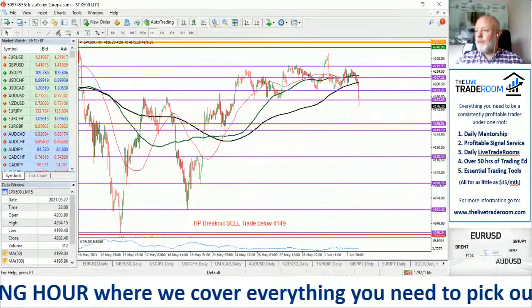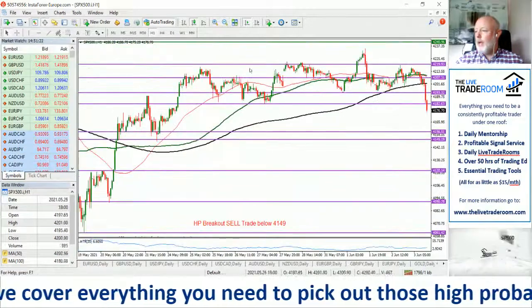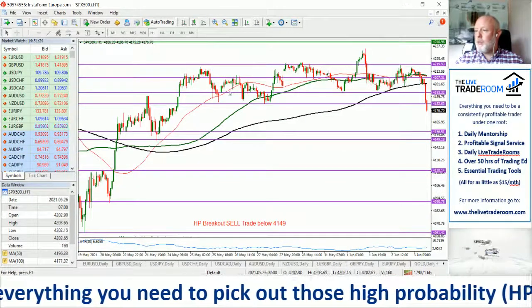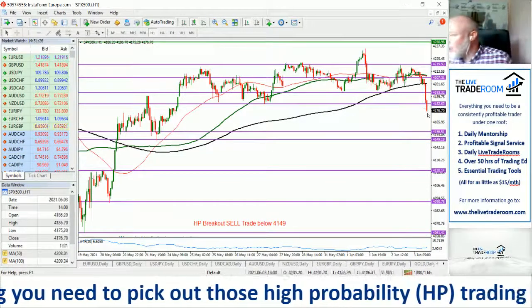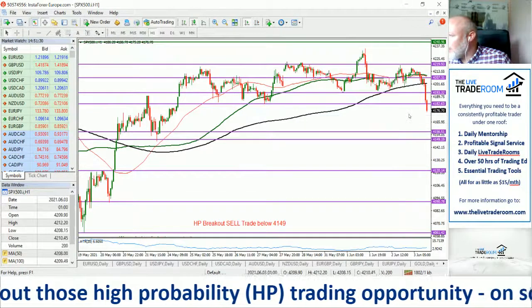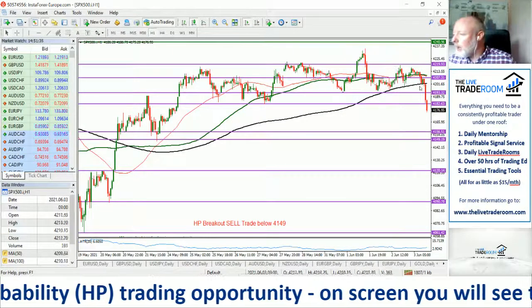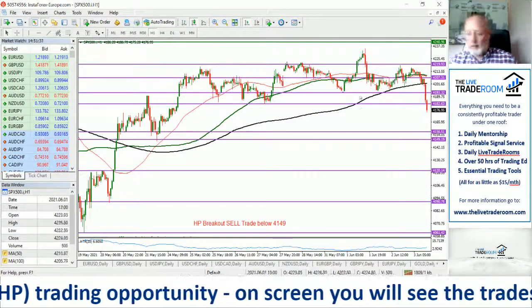Let's look at a slightly bigger time frame. So we do look at bigger time frames. The bigger the time frame, the more confidence we have in the trade. So we've got this little sell here, and we do like this below the 41.82. So we're going to make a call to get into this trade.